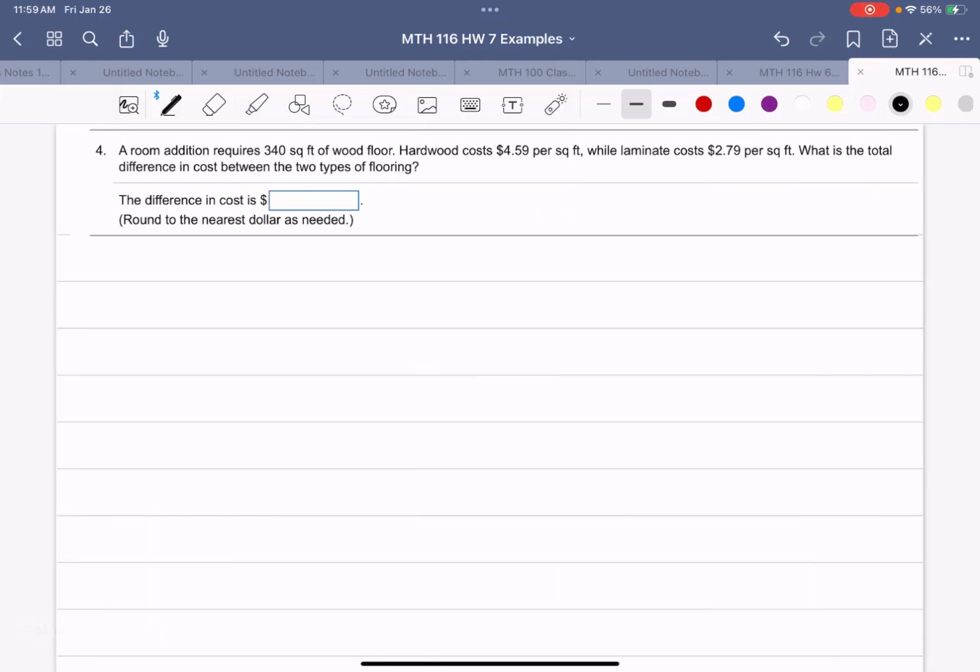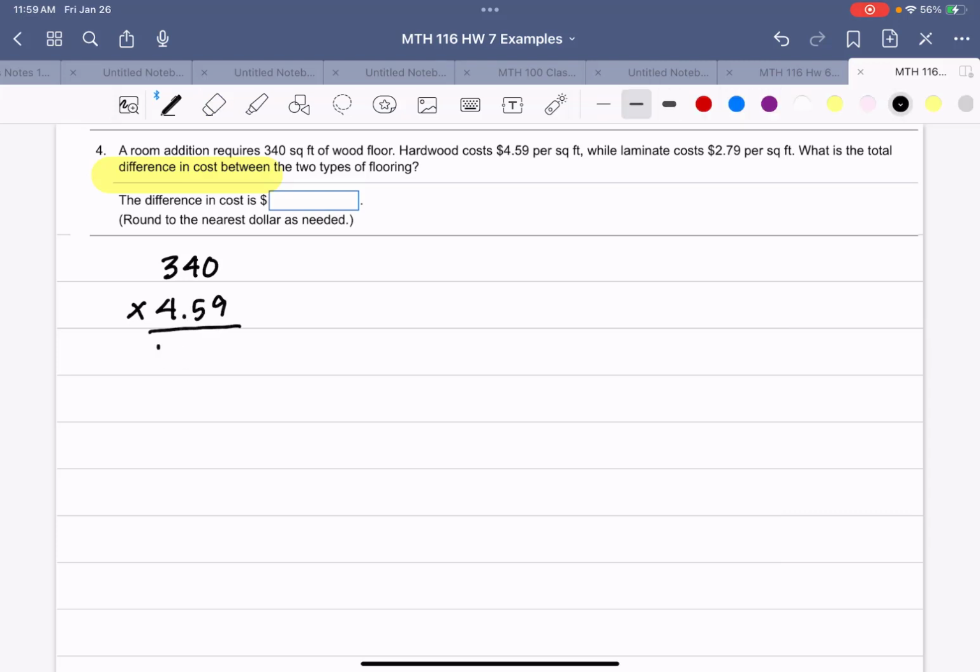Example 4. A room addition requires 340 square feet of wood flooring. Hardwood is $4.59 per square foot, and laminate is $2.79 per square foot. What is the total difference in the cost between the two types of flooring? So in the first case, we've got to take our 340 square feet times 4.59 to see how much that costs.